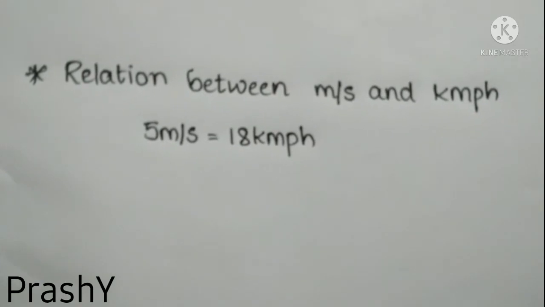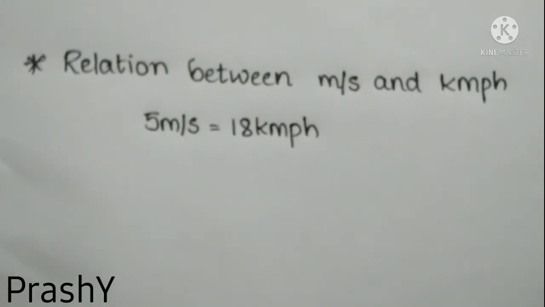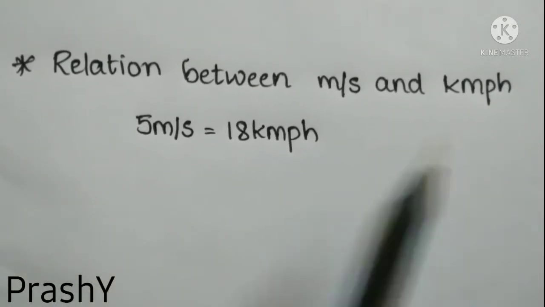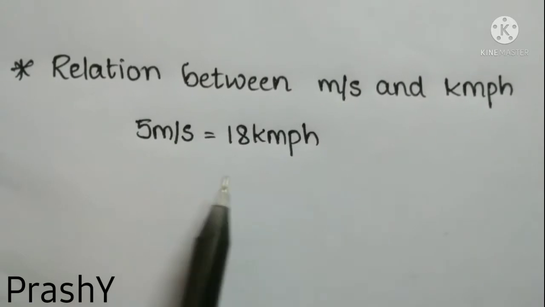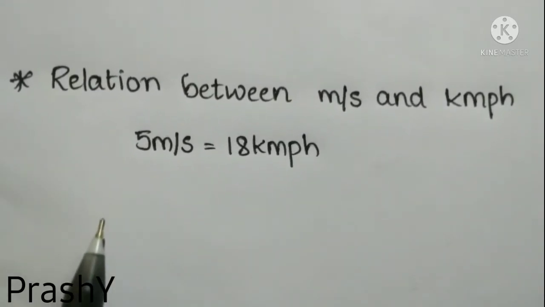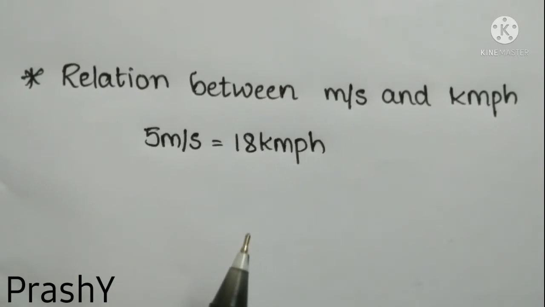Is it possible to convert meter per second into kilometer per hour? Yes, it is. Let us see the relation between meter per second and kilometer per hour. 5 meter per second is equal to 18 kilometer per hour. So let us see how to convert meter per second into kilometer per hour by taking some examples.